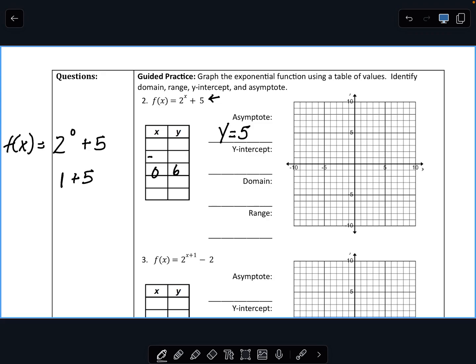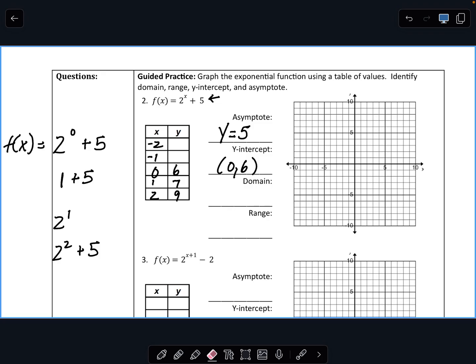Okay, I'm going to have a -1, -2, 1, and 2. It's always going to be like that on your exponentials. The list of x's aren't going to vary because you're always starting with your y-intercept, which the x is always 0. Okay, so I'm going to have a 0, 6 here. Then you're going to fill in the rest of your numbers. So 2 to the first is 2 plus 5 is 7. Then I'm going to have 2 to the second plus 5, so 4 plus 5 is 9.